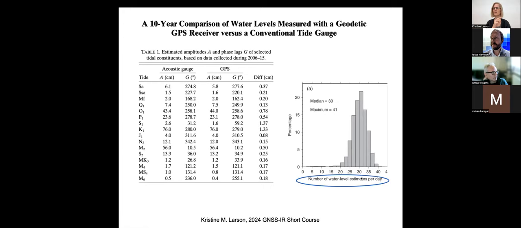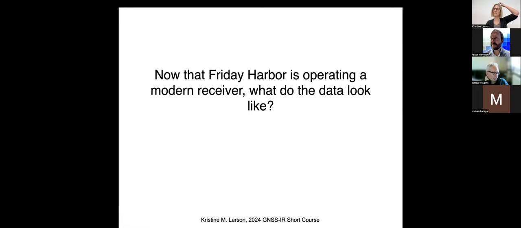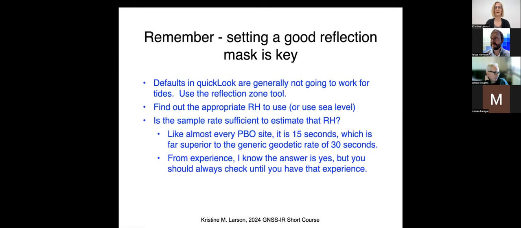Well, now, since I think the year after that or 2 years after that, they've been running a modern receiver. And so I want to show you how much better it is now. And that's really the future of GNSS-IR for water levels. But in general, I want to remind you, the defaults in Quick Look are not going to work for tides. I showed you what it looks like for bare soil, where the antenna is 2 meters above the ground and the ground never moves. But for sea level, it's more interesting, but it also is more challenging. You got to make sure that you've set the defaults to let you see anything.